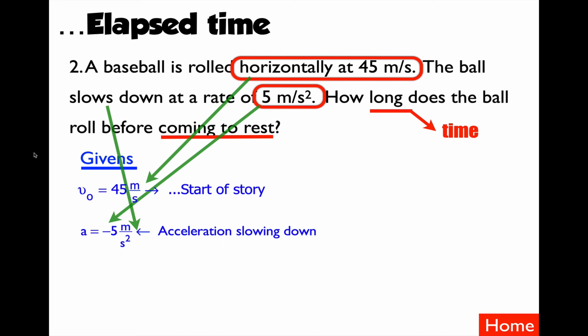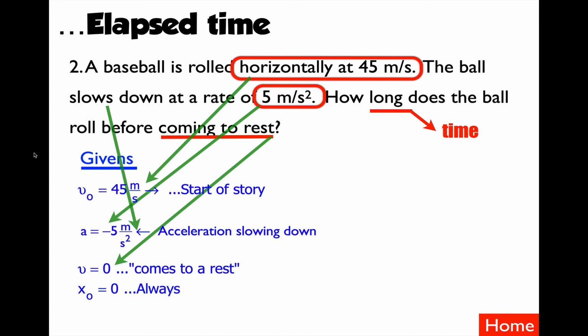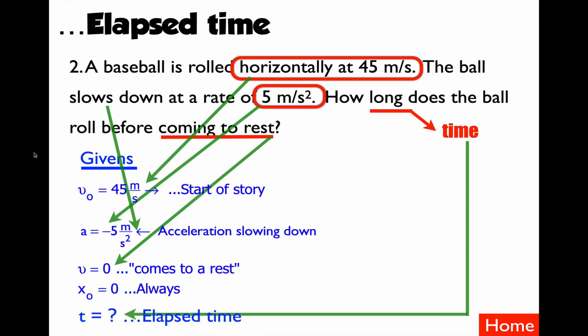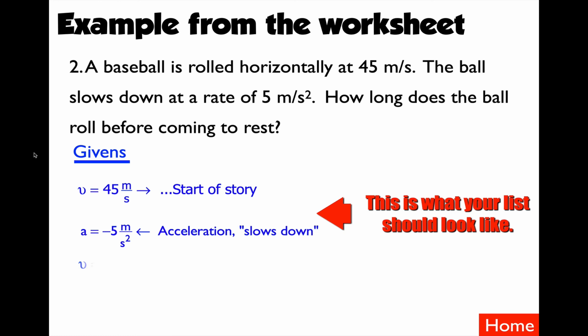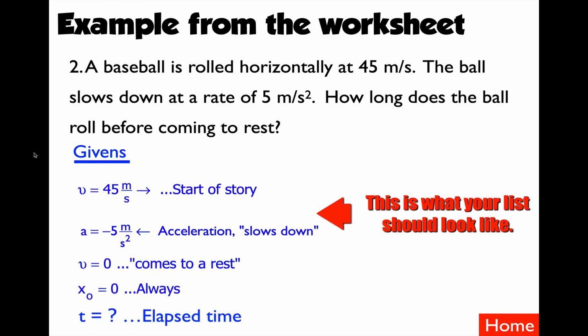Okay, what else? Oh, it comes to a rest. That's the end of our story, because it comes to a rest after doing stuff. So that means the final velocity is equal to 0 because it says it comes to a rest. That's how I knew that. X naught's equal to 0. That's always for us, or for now, 95% of the time. And then it says how long. That's time in this case. So that was our colloquial way of saying time. So that means that we're looking for this elapsed time. My paper would look something like this. Fill in a couple more here. There we go. So that's what my paper would look like.